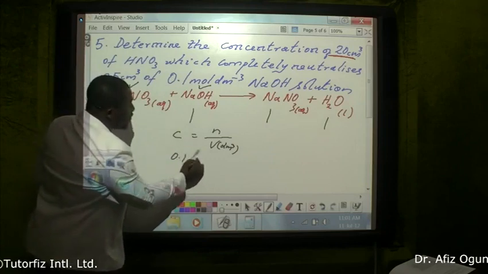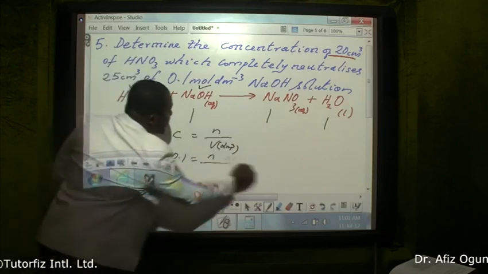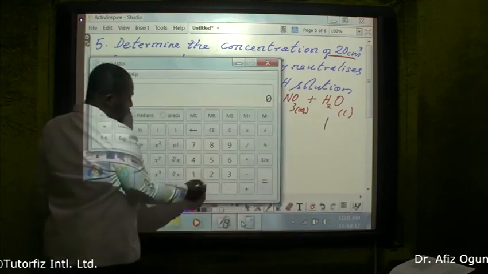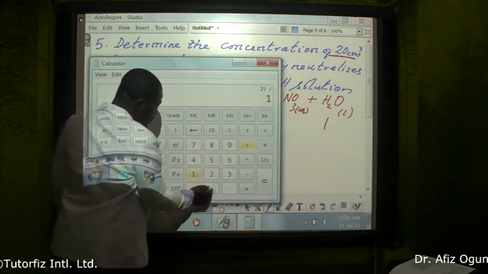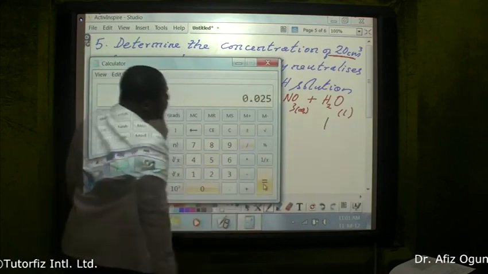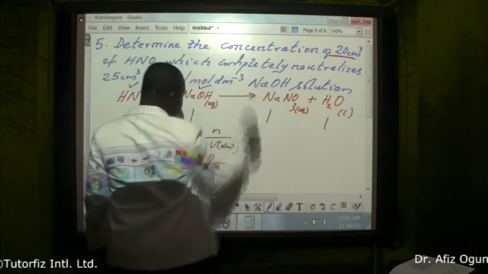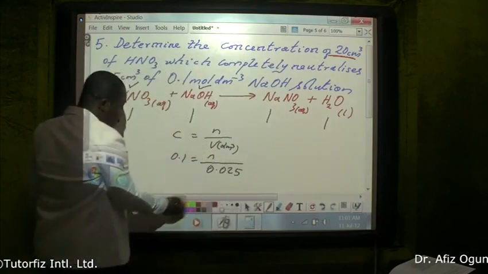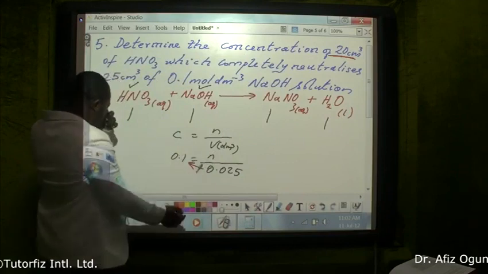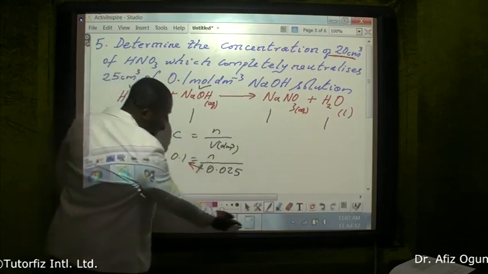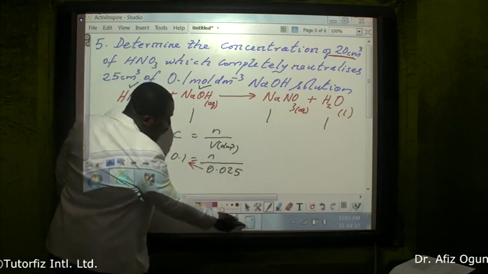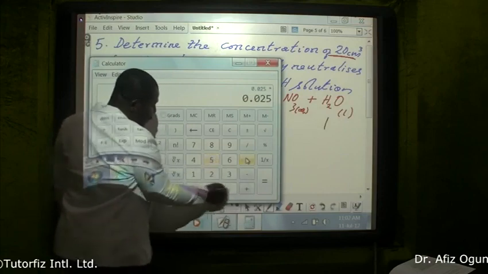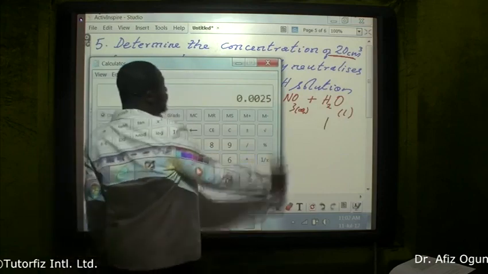Concentration 0.1 equals N, which I don't know, divided by volume 25 divided by 1000, which is 0.025, of course. So I cross multiply again and know my number of mole. 0.025 times 0.1, that's 0.0025. 0.025 multiplied by 0.1 equals 0.0025. I'm correct.